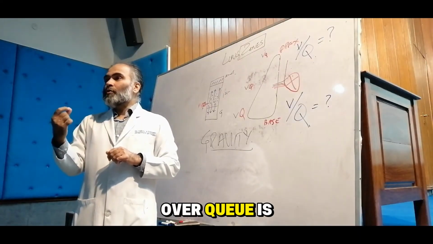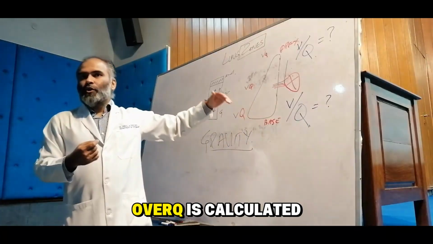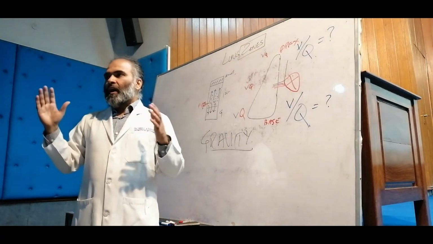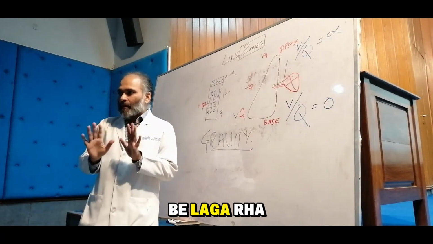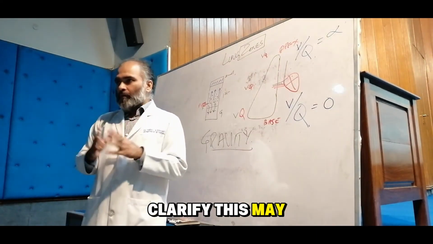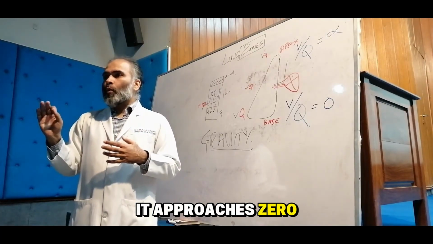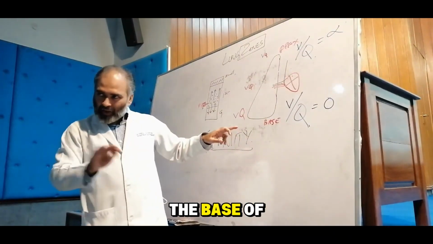So if V over Q is calculated at the base of the lung, and then V over Q is calculated at the apex of the lung, how would it be different? I say it may be the case. Please remember this may be. I will tomorrow clarify this maybe. But maybe it approaches zero somewhere at the most basal level of the base of the lung.